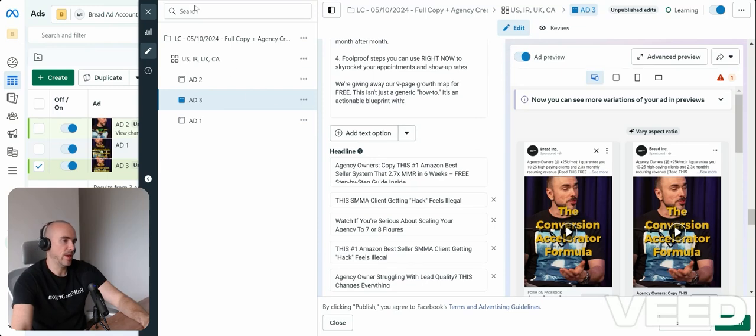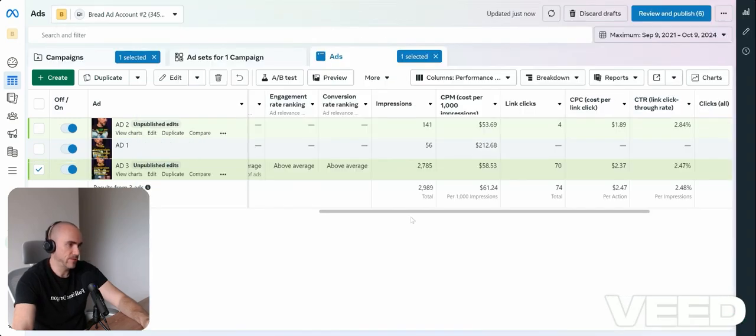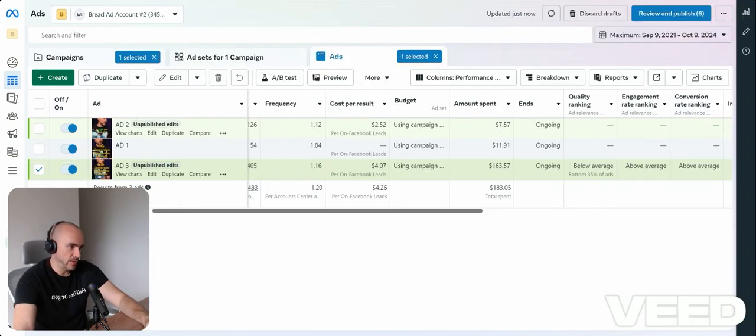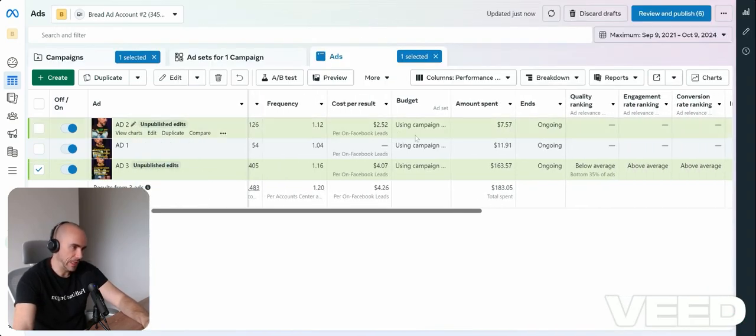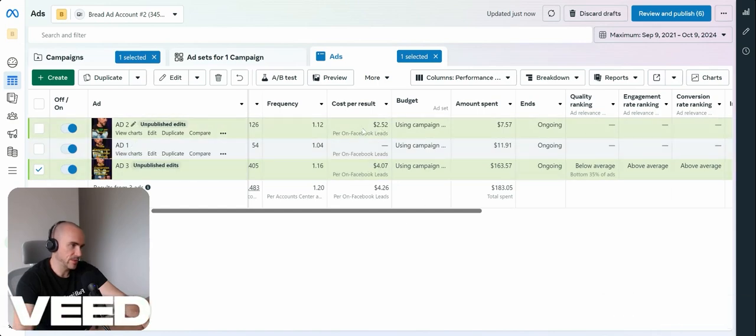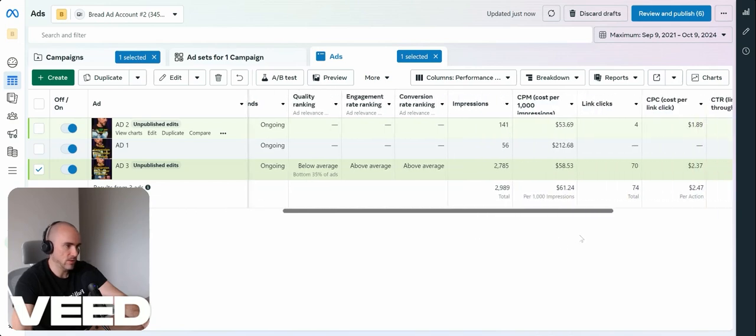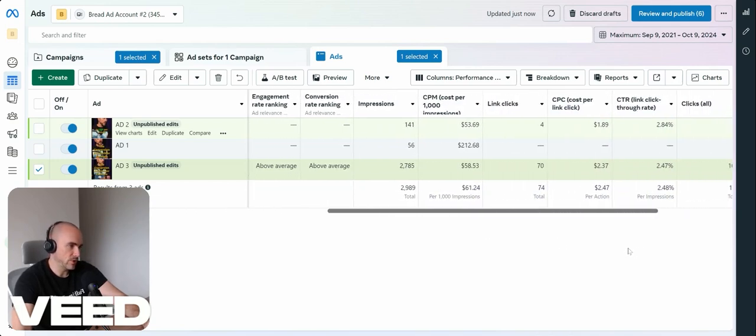The good news is that because this is broad, Meta can just allocate that budget to where it thinks it's the best. And because we've given it enough testing bandwidth, it's able to allocate that budget effectively. So even here, you can see this generating some leads at like $250. This one I spent $160 and still generating leads at $4, which is nuts. You can see as well engagement rate, conversion rate, etc.